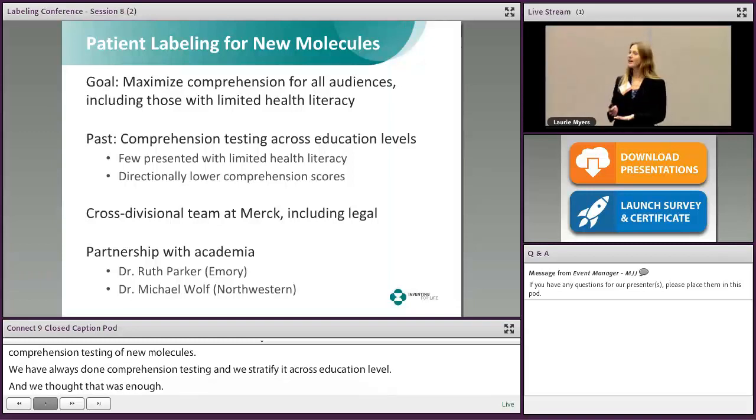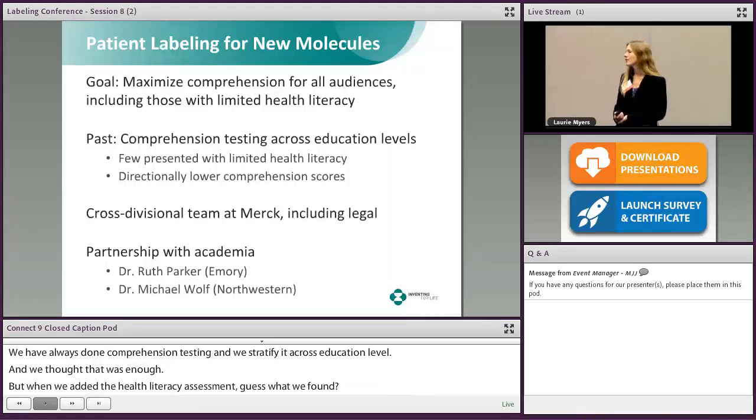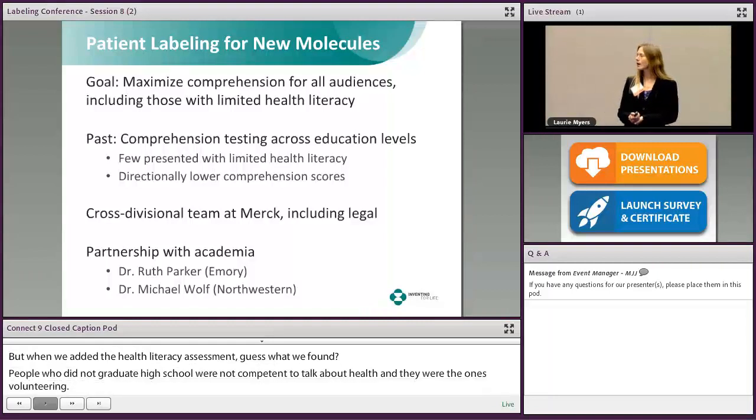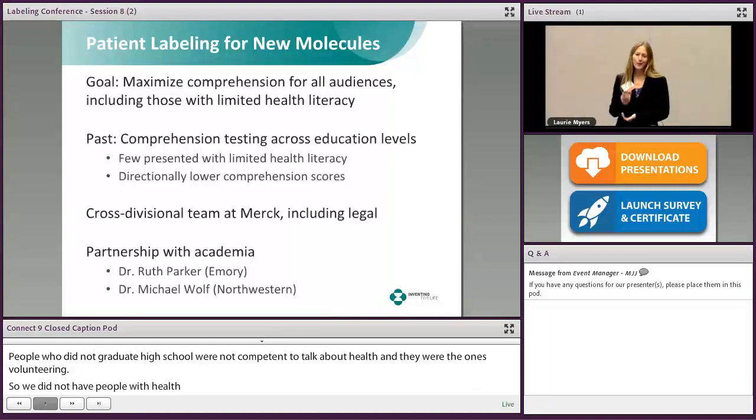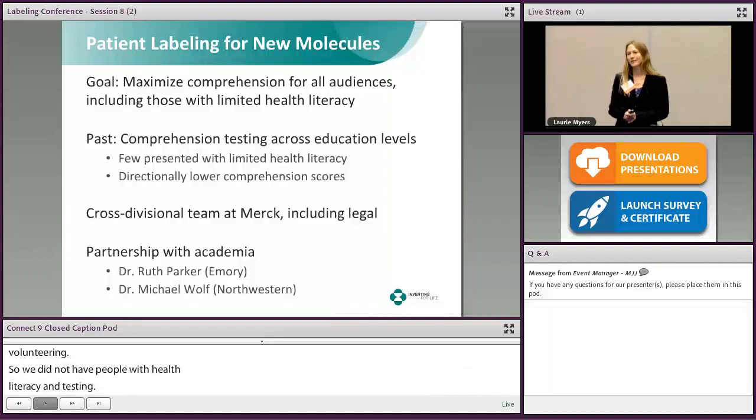And when we actually started adding a health literacy assessment to this, guess what we found? People who may not have graduated high school were quite confident in their ability to talk about health, were the ones volunteering, right? So we really didn't have people with limited health literacy in our testing. And so those who we did had lower comprehension scores directionally. So we said, we really want to do something about this. This was probably 5 or 6 years ago.